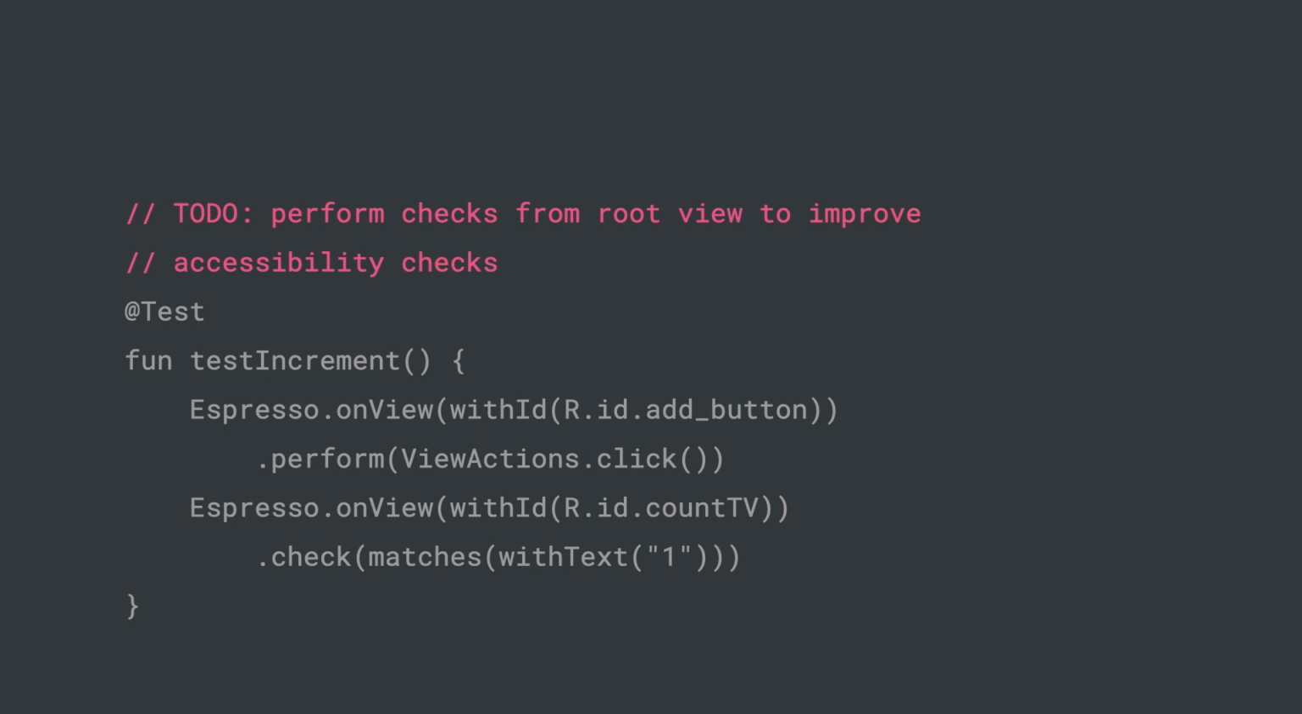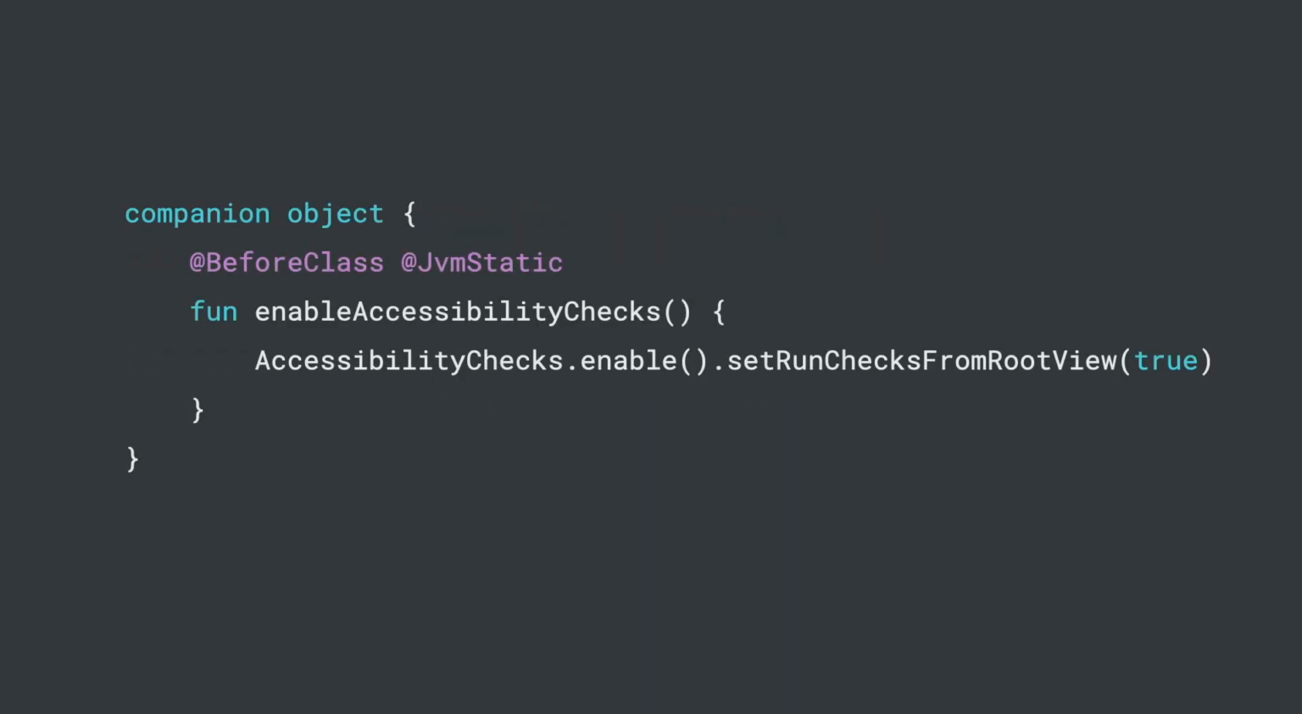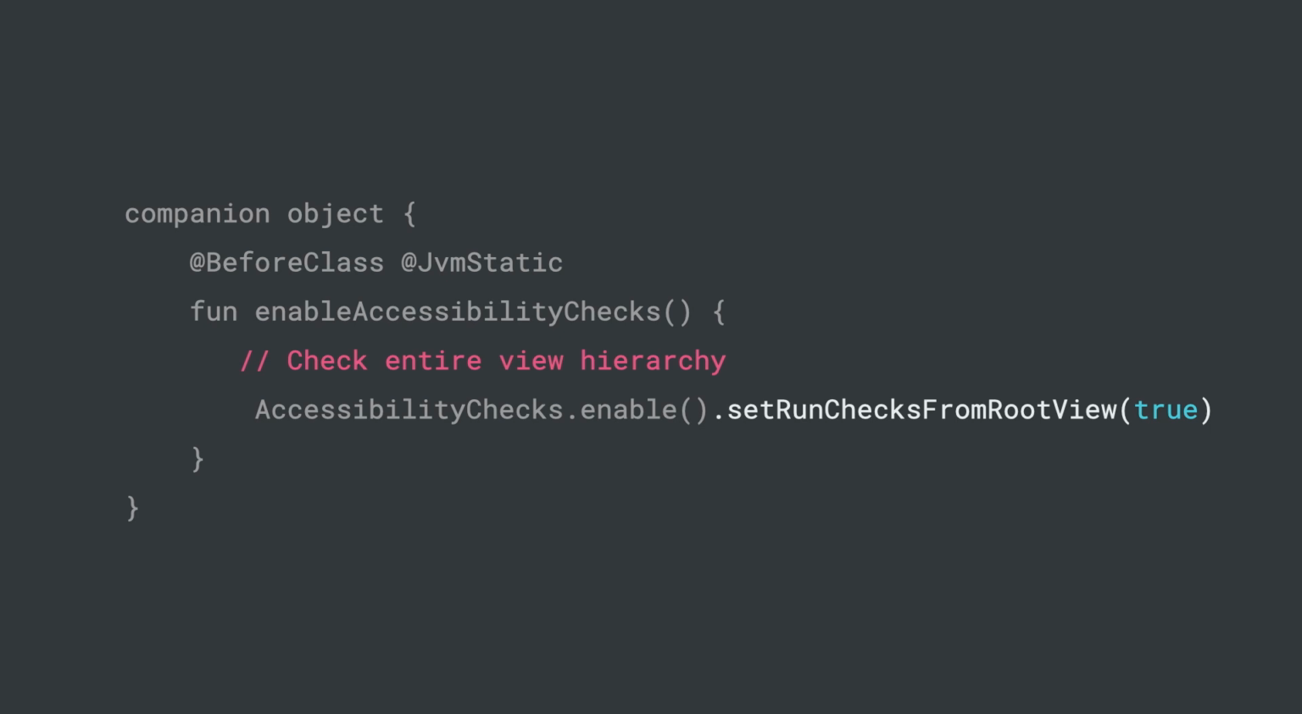To improve on the accessibility checks for this test, you can instead perform checks from a window's root view. Instead of calling AccessibilityChecks.enable, you can call AccessibilityChecks.enable().setRunChecksFromRootView(true). This will expand the scope of the accessibility testing by checking the entire view hierarchy of the window that receives the view action, instead of only checking the individual views that receive the view actions.